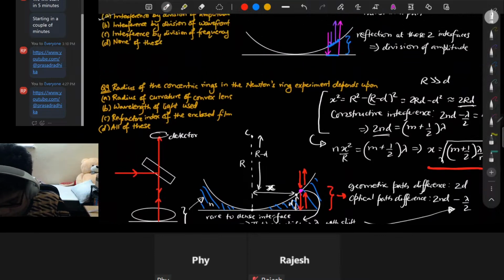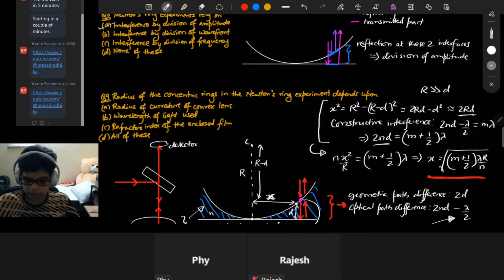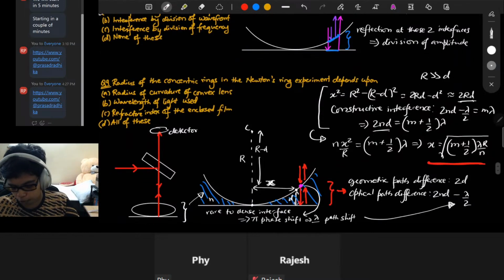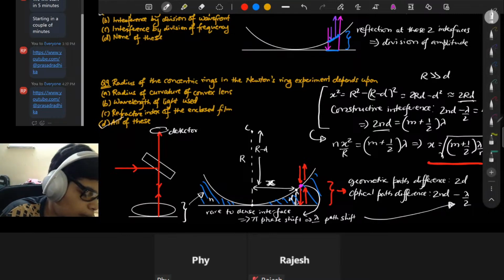So you can clearly see that the radius of the rings depends on the wavelength lambda, the radius of curvature of the convex lens capital R, and the refractive index of the film n. As a result, the correct option is all of these.